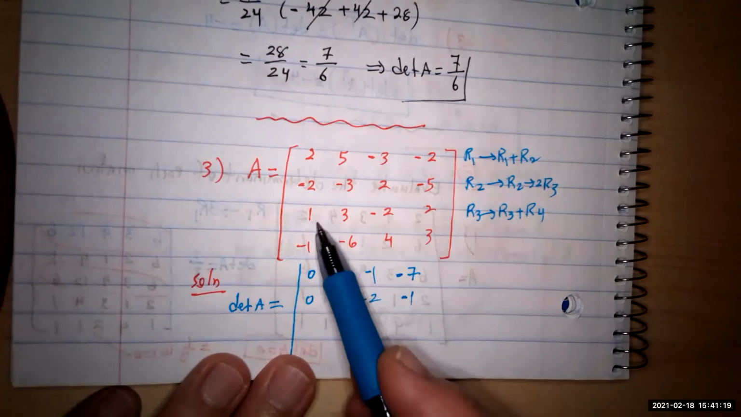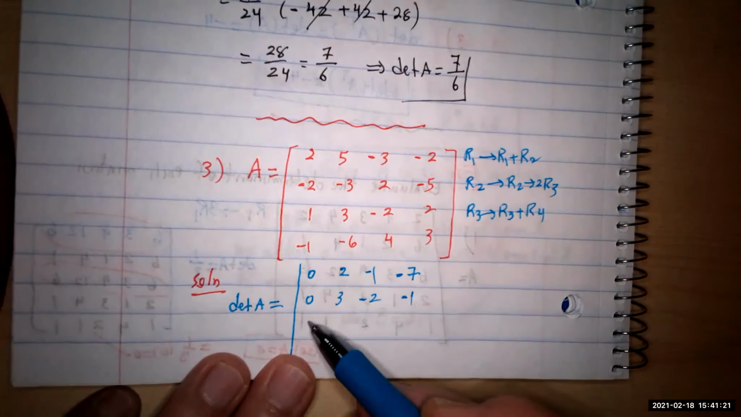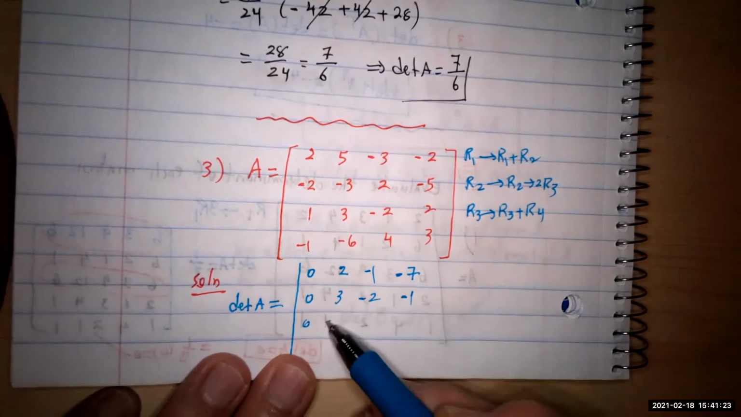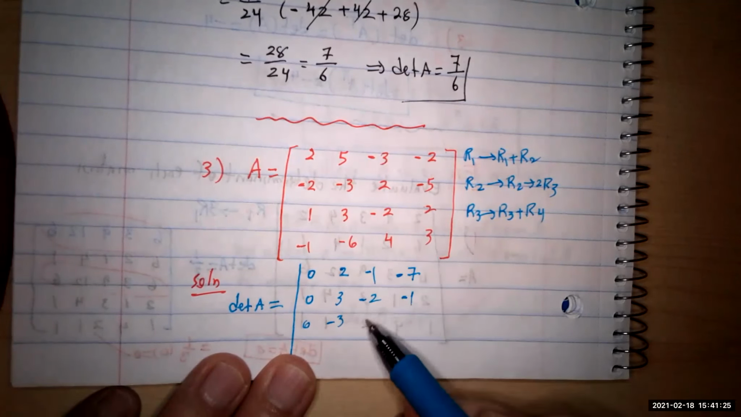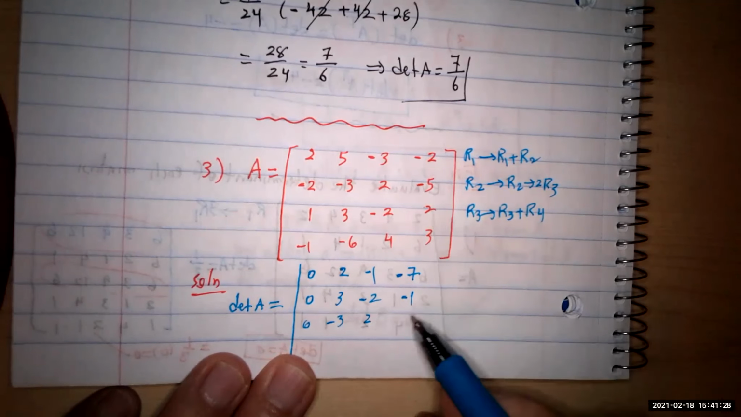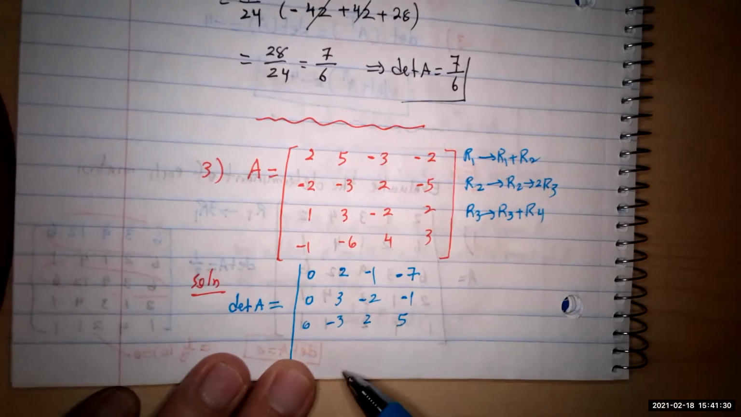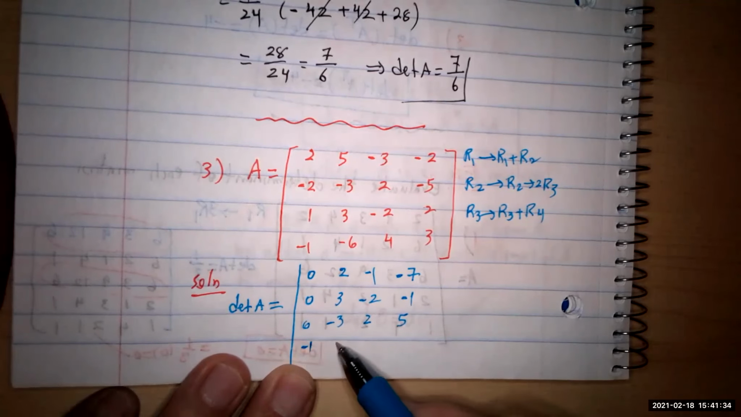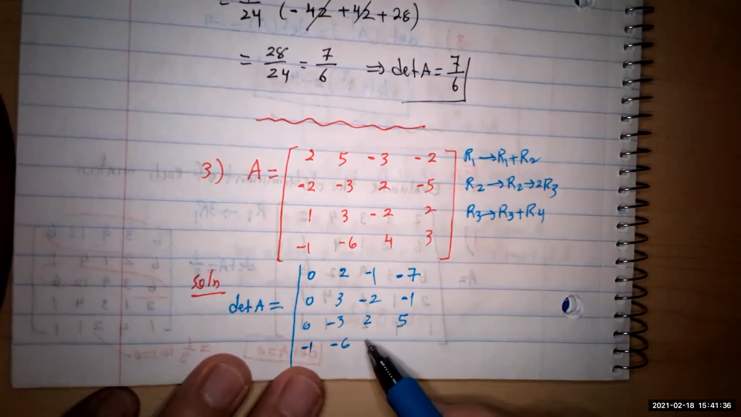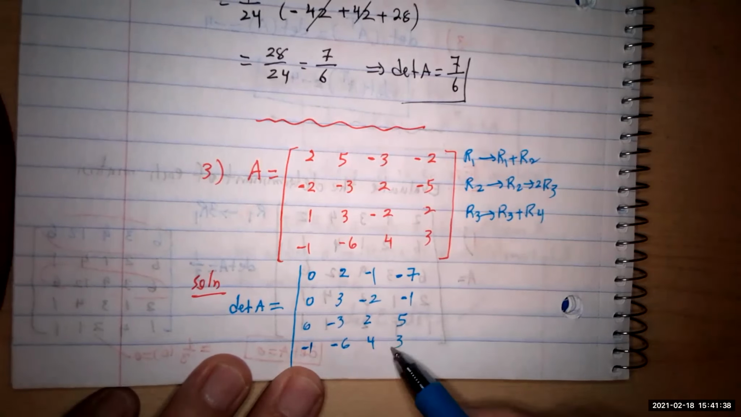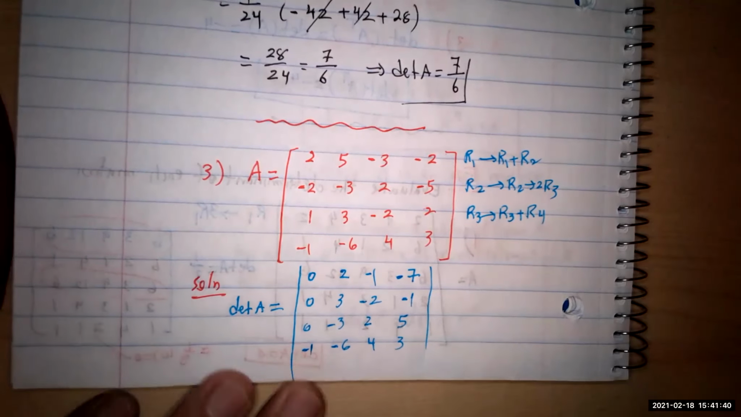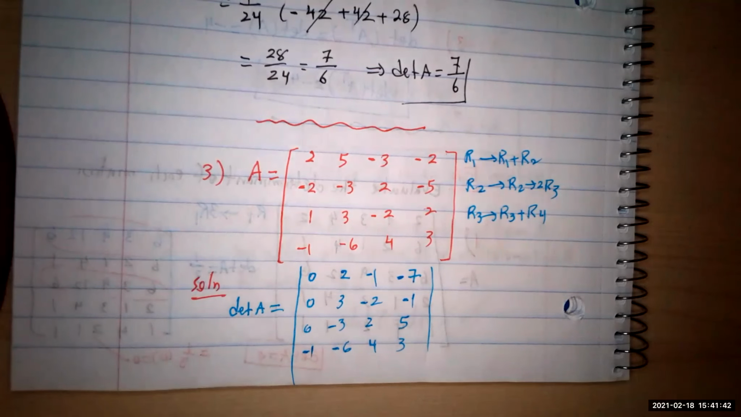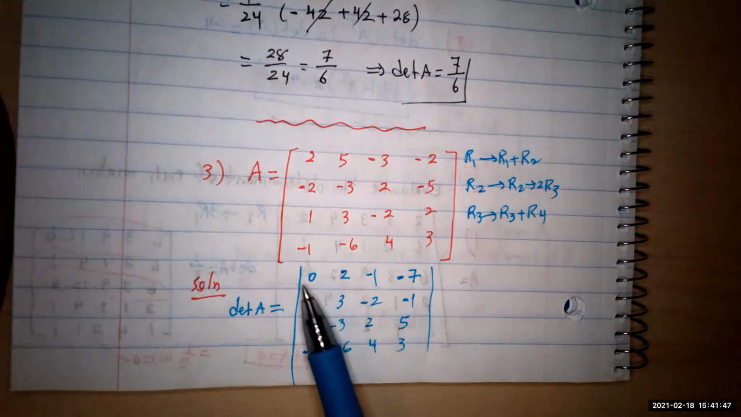Now here, R2 and R3 together, R3 and 4, 0, -3, 2, 5. Okay, that's it. And the last one is unchanged: -1, -6, 4, 3, 4, 3. You see? We easily find a nice column, so we can expand along this column.